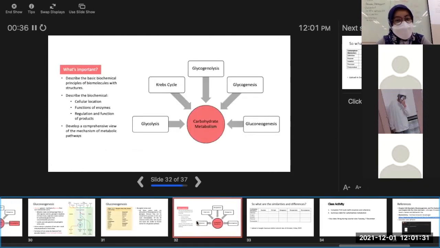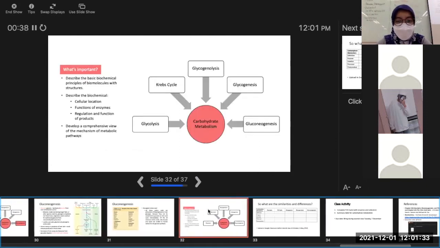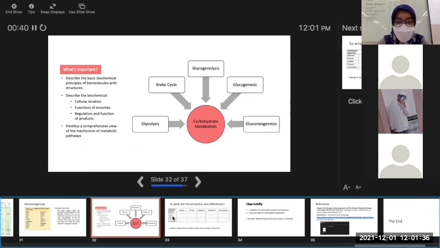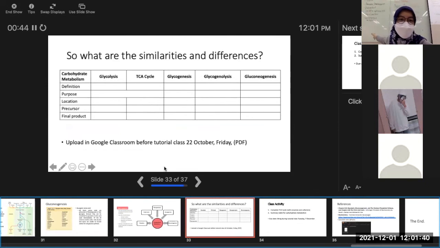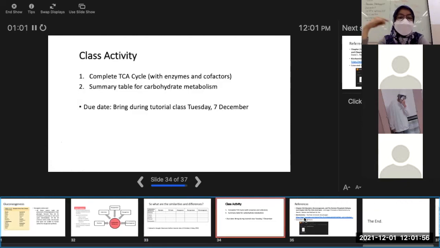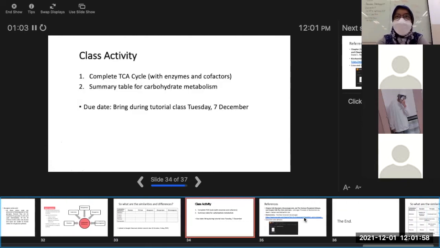All right, so that's carbohydrate metabolism. What I want you to do is do this table. It's basically this one, but please add in the ATP, use or synthesis of ATP, and also how many steps there are. You don't need to upload this in Google Classroom. Complete this table and bring it in next class Tuesday. We will refer to that for your tutorial.